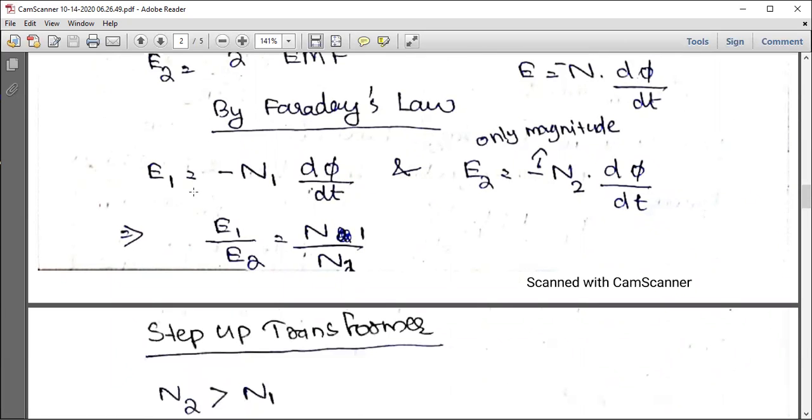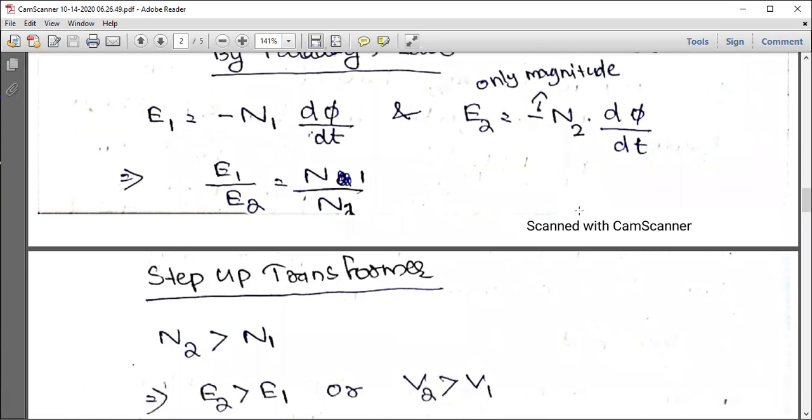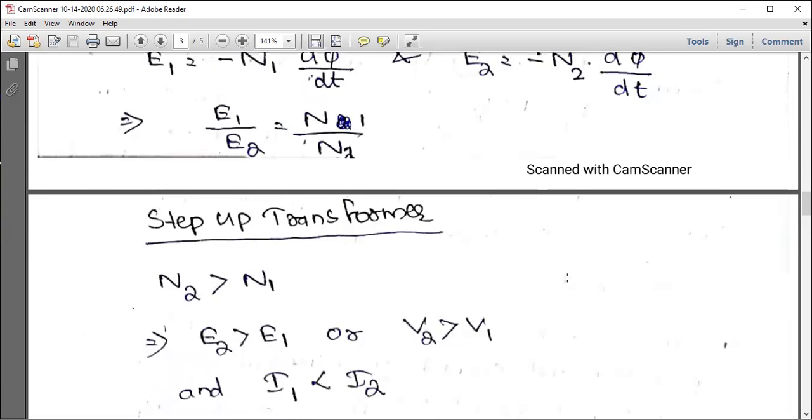So by Faraday's law, E1 is equal to minus N1 into d phi by dt and E2 is equal to minus N2 into d phi by dt. And this equation is very important. So taking the ratio, we get E1 by E2 is equal to N1 by N2, because the rate of change of flux is common, because it is a common flux only. So at a particular instant of time, that is t is equal to 2 seconds or t is equal to half a cycle or whichever we are taking, we can say that E1 by E2 is equal to N1 by N2.